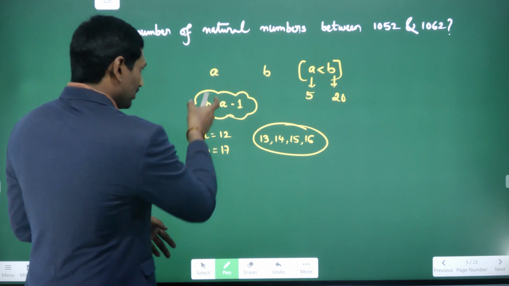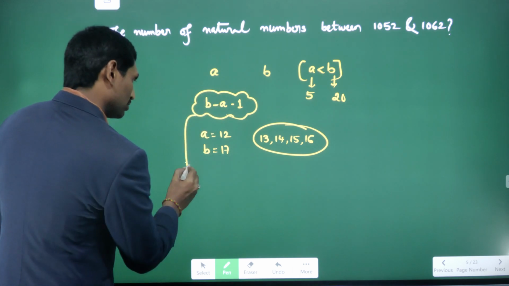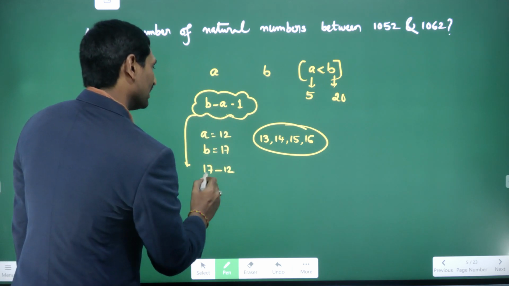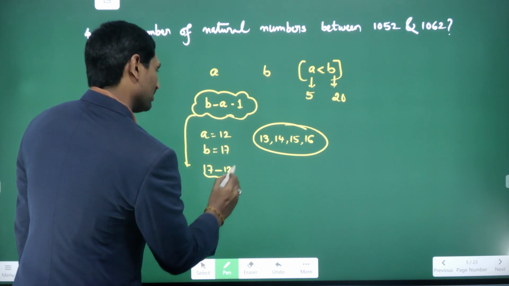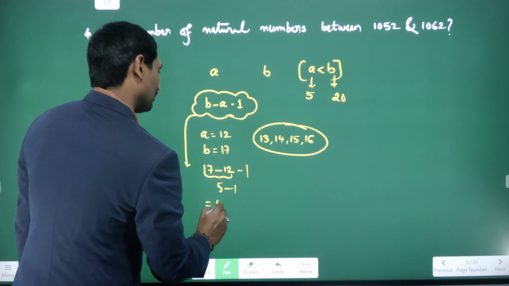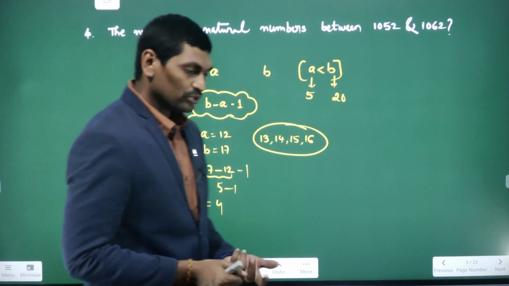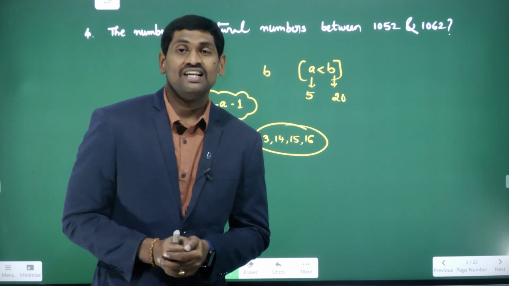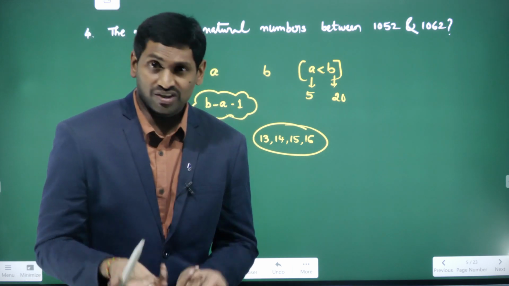So by using this formula, can we find it? B means the larger value, 17, minus A means the smaller value, 12. 17 minus 12 is 5, and 5 minus 1 is 4. Why should we use the formula? Because these two numbers are very small, we can identify by counting with the fingers also.